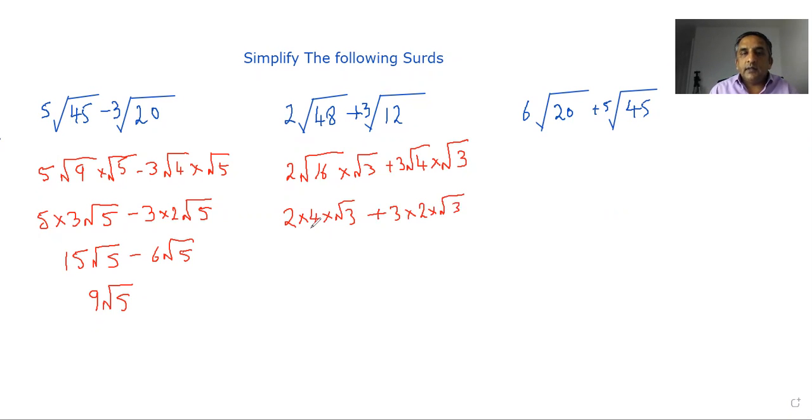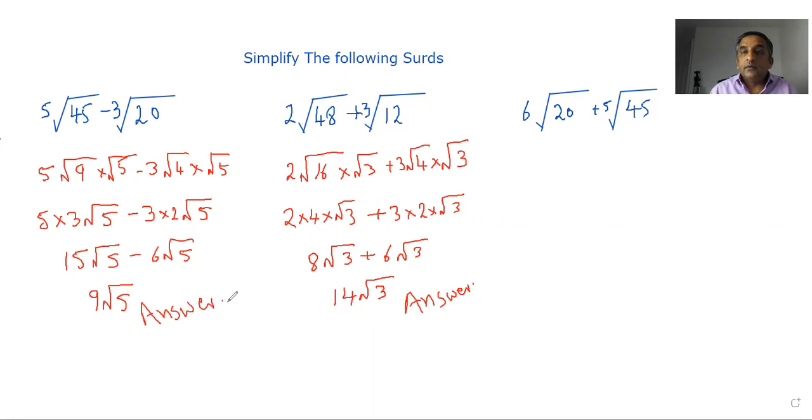Now 2 times 4 is 8 square root of 3, plus 3 times 2 is 6 square root of 3. Now 8 plus 6 is 14. It will be 14 square root of 3. And this will be our final answer here, right? So for question number 1, the answer was 9 square root of 5. So this was our final answer here.